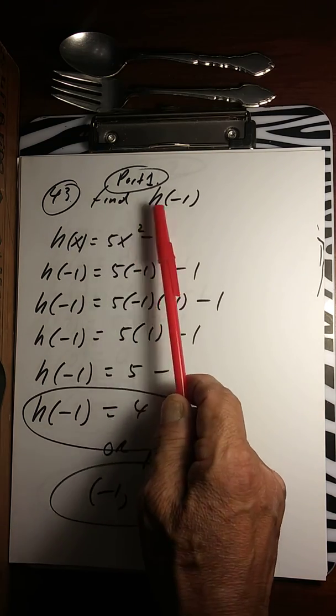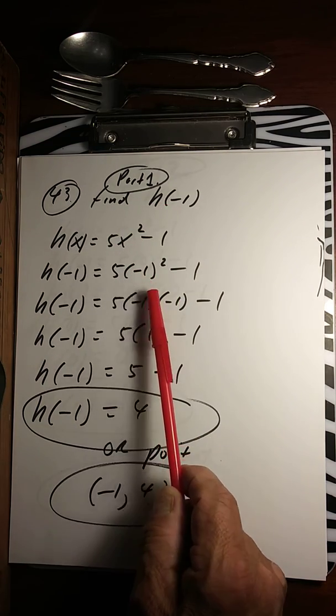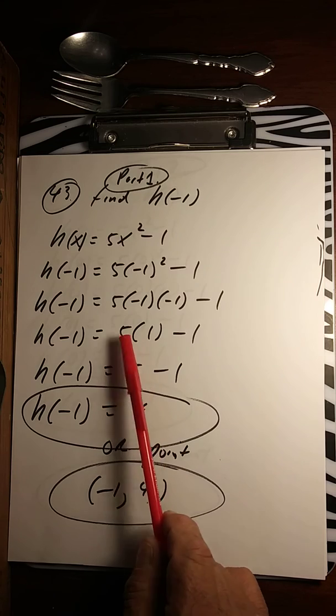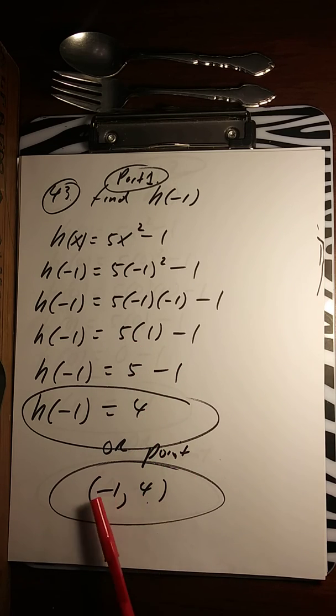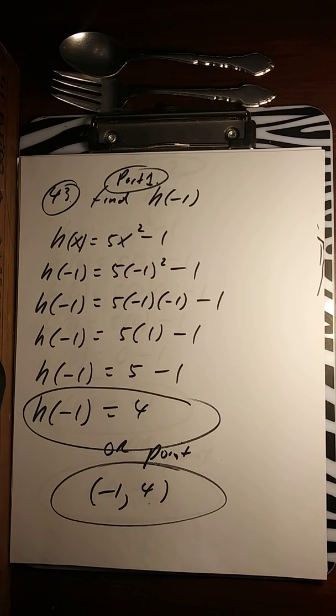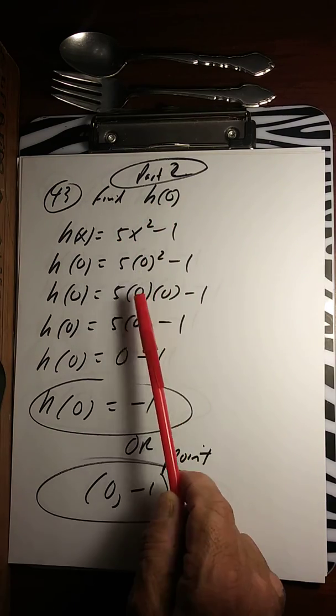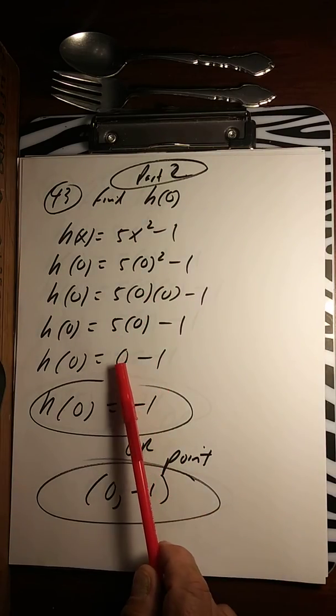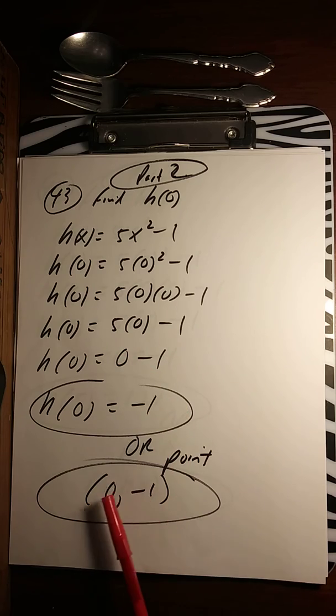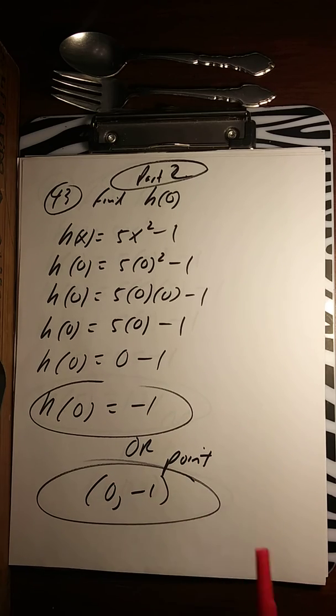Find h of negative 1. Put negative 1 in there. Negative 1 times negative 1 is 1. 1 times that is 5. 5 minus 1 is 4. Or the point negative 1 comma 4. h of 0. Put a 0 there. 0 times 0 is 0. 0 times that is 5 times 0 is 0, minus that, negative 1. Or 0 and negative 1 is the point.